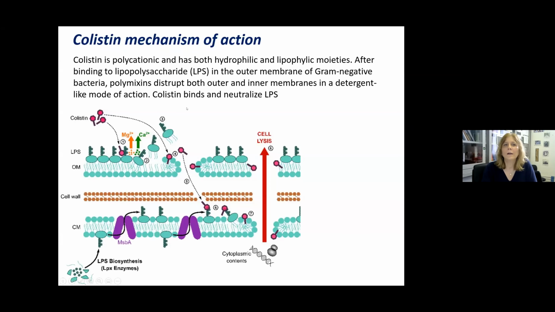Colistin. Colistin is a nice drug that is able to bind the LPS subunits, disaggregate them and destroy the outer membrane first, and then the inner membrane. It also neutralizes the LPS toxicity.